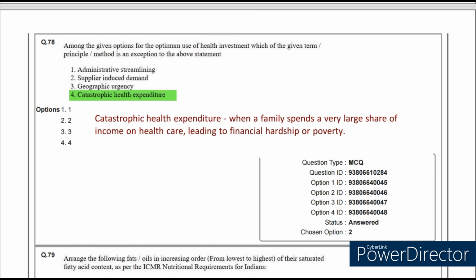Optimum use of health investment means efficient, fair and cost-effective spending. But catastrophic health expenditure is nothing but when a family spends a very large share of income on healthcare, which leads to financial hardship or poverty. So it is not an indicator of optimum investment. So the correct option should be option 4.